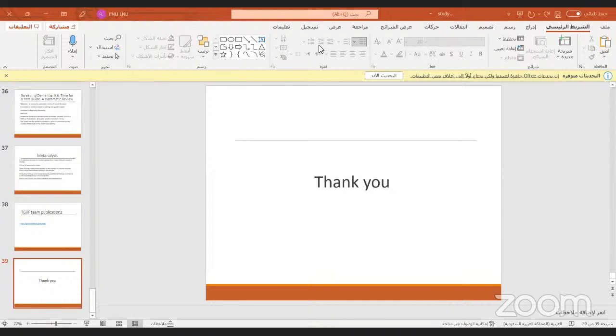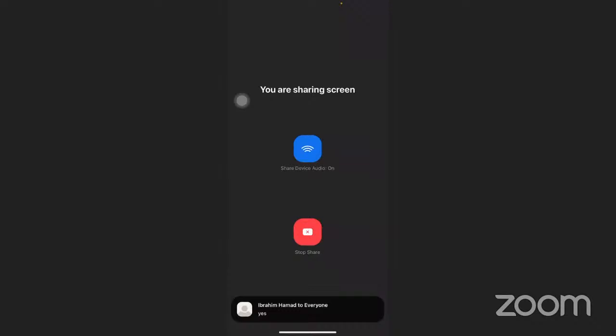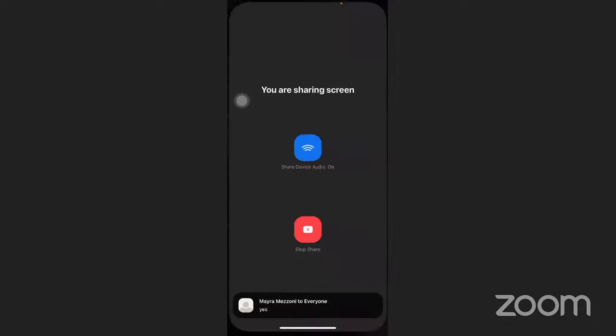If there is no question, we can go further to the second presentation on nutrition and weight changes in older adults, presented by Dr. Akhila and Dr. Jitish. Akhila, are you there? Yeah, I'm there and I'm ready. All right, go ahead. Thank you. Can everybody see the screen? Yes, I can see your screen.